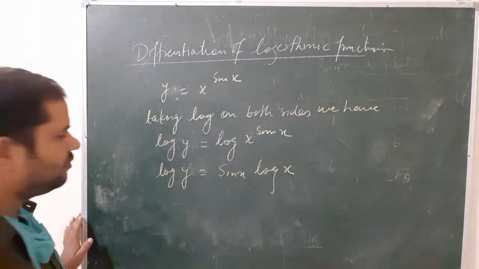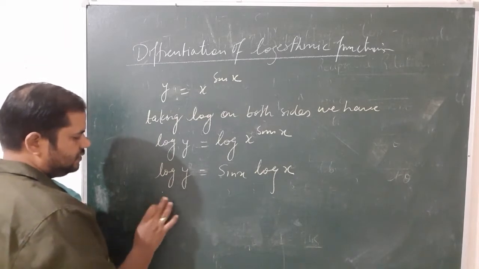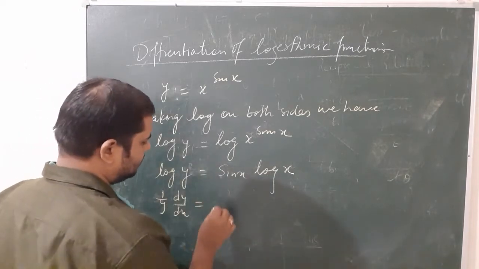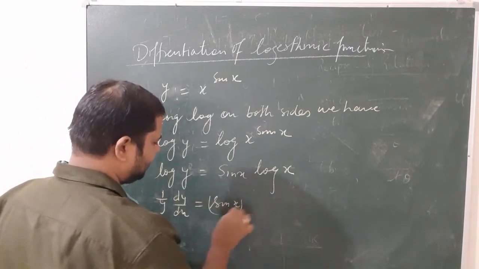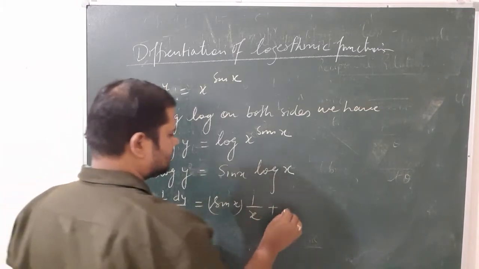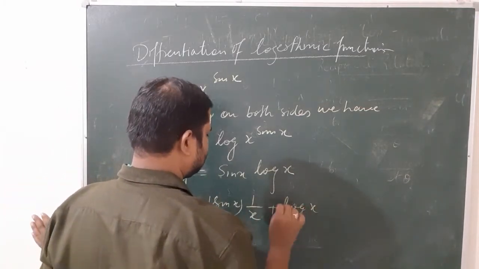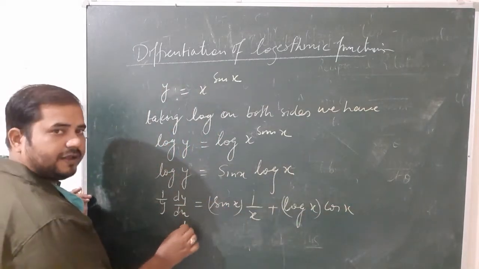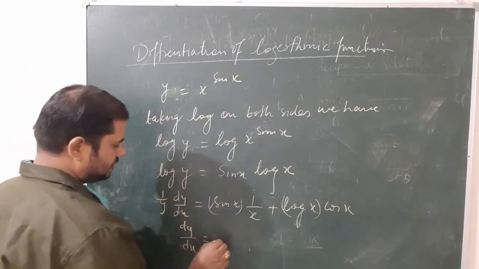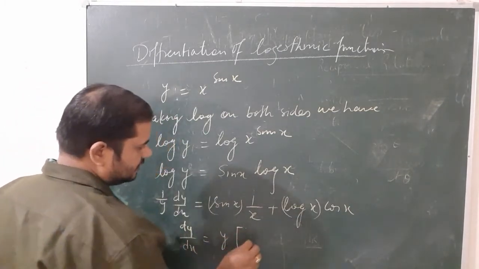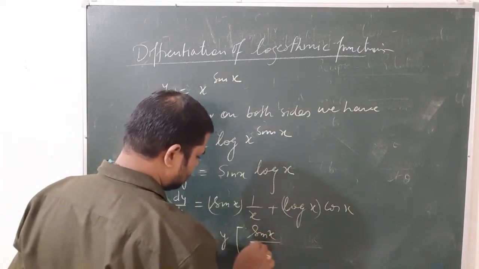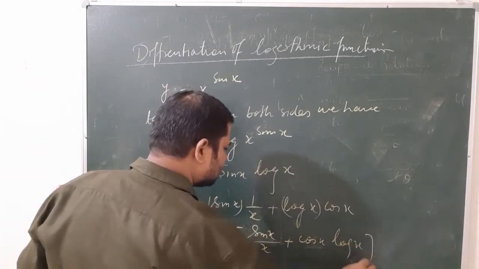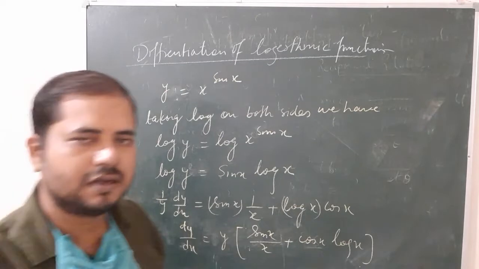Now differentiating on both sides we get 1 upon y dy by dx is equal to sin x, differentiation of log x, 1 by x, plus log x, differentiation of sin x is cos x. Okay. So dy by dx is nothing but y into sin x by x plus cos x into log x. Put the value of y, you will get the answer.